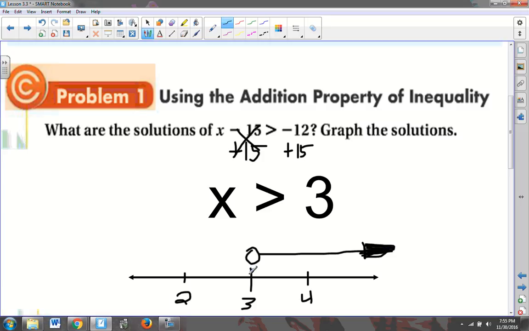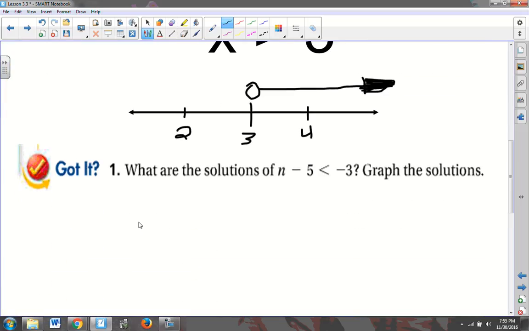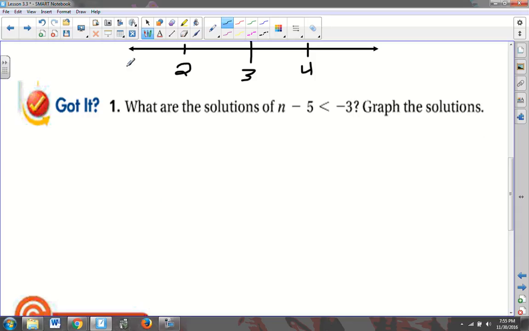All right. I have one for you to try here. I'd like you to find the solutions of this inequality. n minus 5 is less than negative 3. Once you solve that for n and get n all by itself, then graph the solutions. Pause the video for a second, do that problem, come on back and I'll show you what we should have.